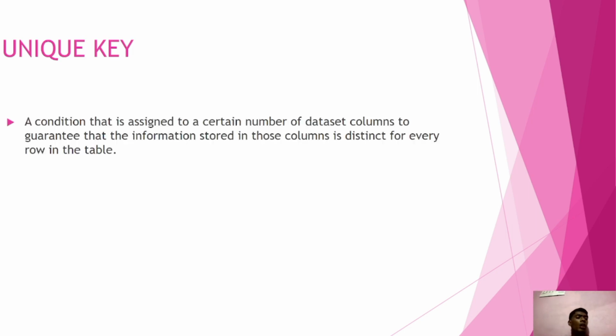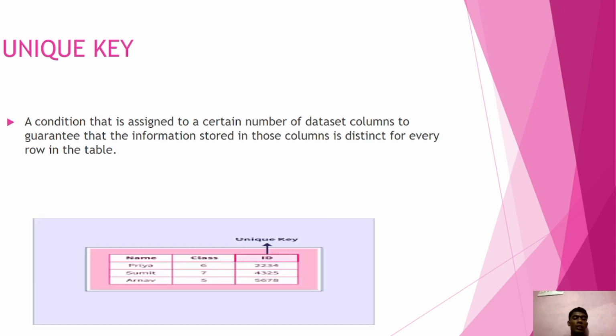Last one is the unique key, a constraint that is assigned to a certain set of columns to make the information stored in those columns distinct for each row in the table. This is a unique key example.